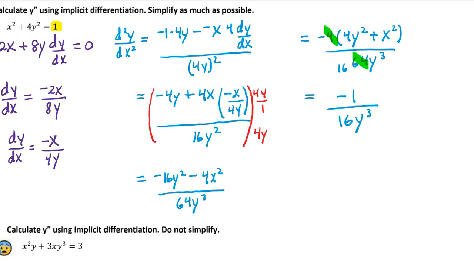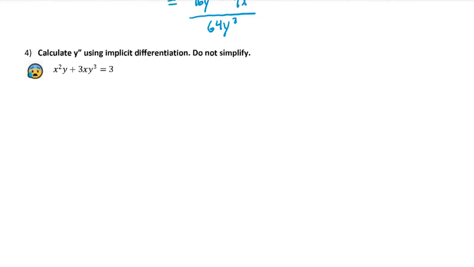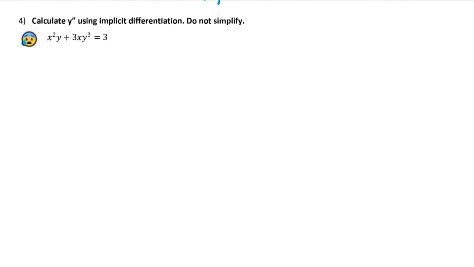If you like that one, this next one's a lot of fun here. This one specifically says do not simplify, and you'll see why in just a couple of minutes here. The first thing it says is calculate y double prime. So I need the first derivative, and now I've got product rule as I implicitly differentiate. So I need to be very careful with both of these terms when I do my first derivative here.